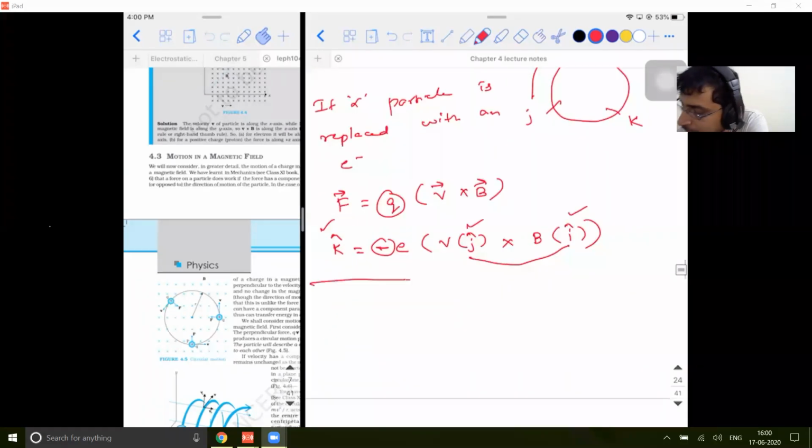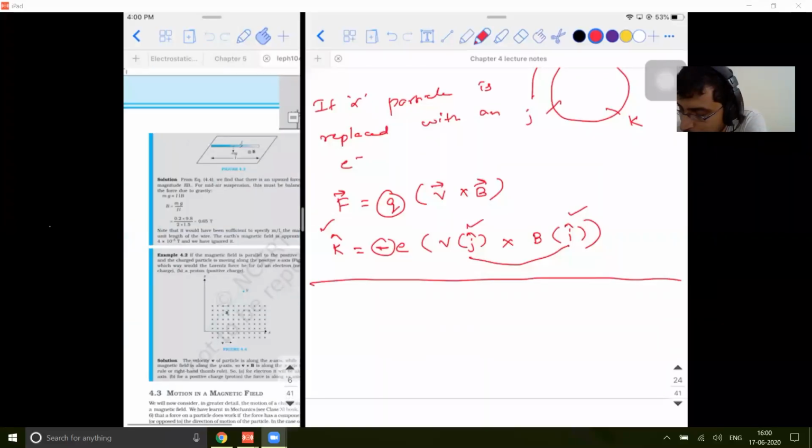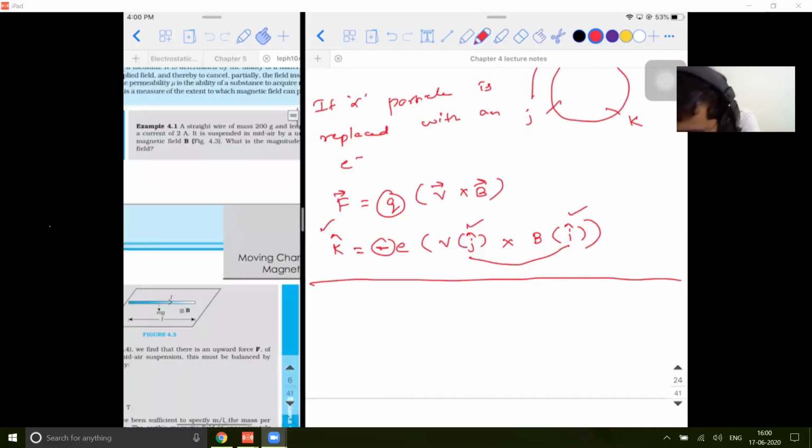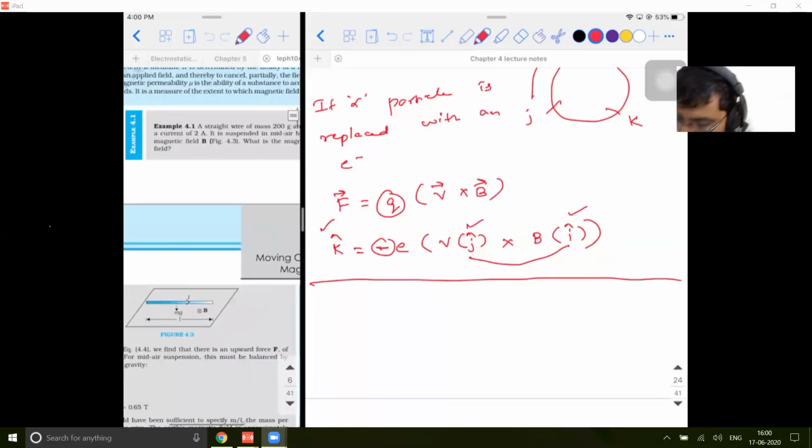I hope this is clear. It's a simple one, right? So let's do one problem. Let's do there are two problems given, right? Look at example 4.1.